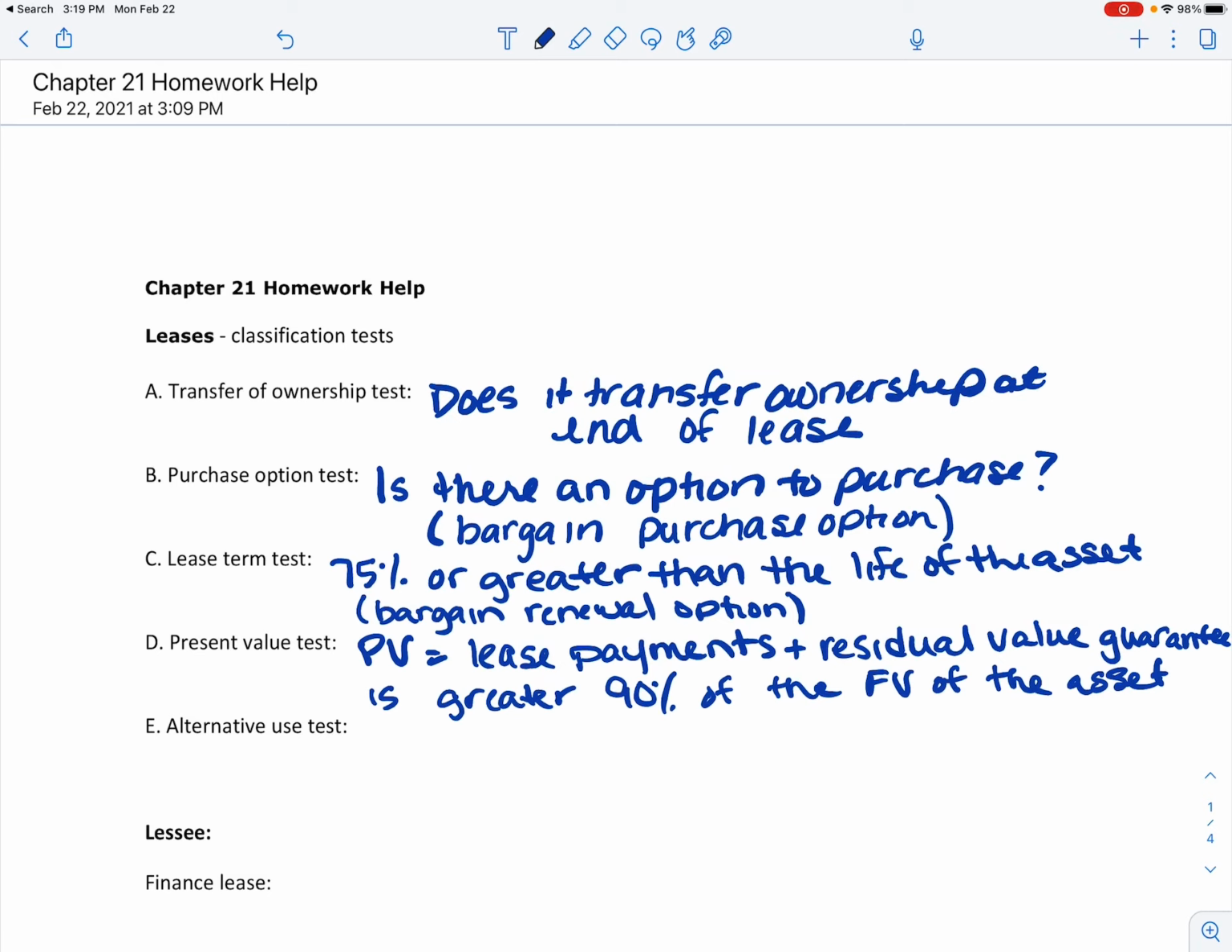And finally, this last test is the alternative use test. Is this asset something so specialized that it's expected to have no other use if it's returned to the lessor?